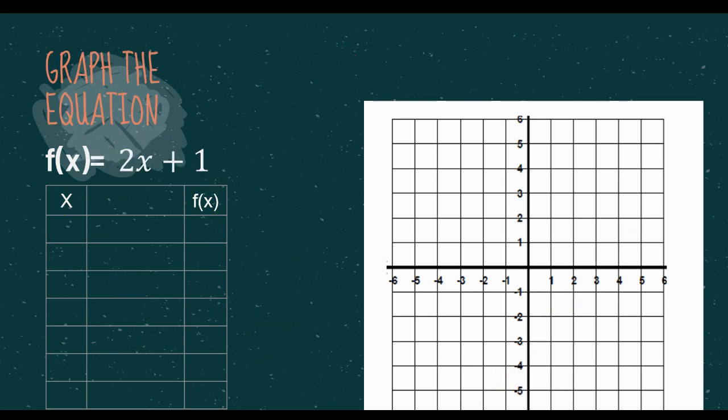Okay, here's another one. The first thing we're going to do is remember that f of x means y. We're going to take our equation, 2x plus 1, and put it in the middle. We're going to pick numbers for x: negative 2, negative 1, 0, 1, and 2. And then we're going to plug them in right here.